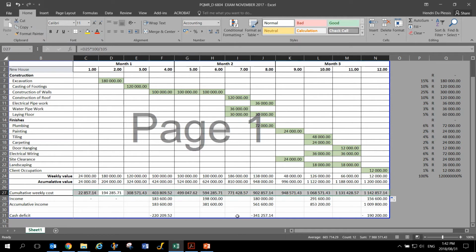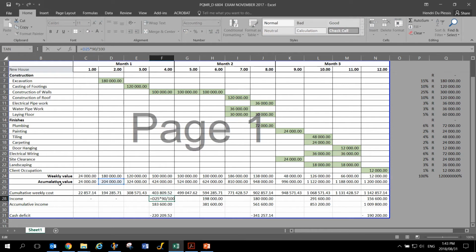Okay, now your claims comes in. So then you've got your income. After week 1 and 2, there's no income. Here you put in your first claim, and it's paid out 2 weeks after. Your total cumulative value after week 2 is 204,000 rand, so you can claim that. But now you need to remember there's a retention that's also applied to that.